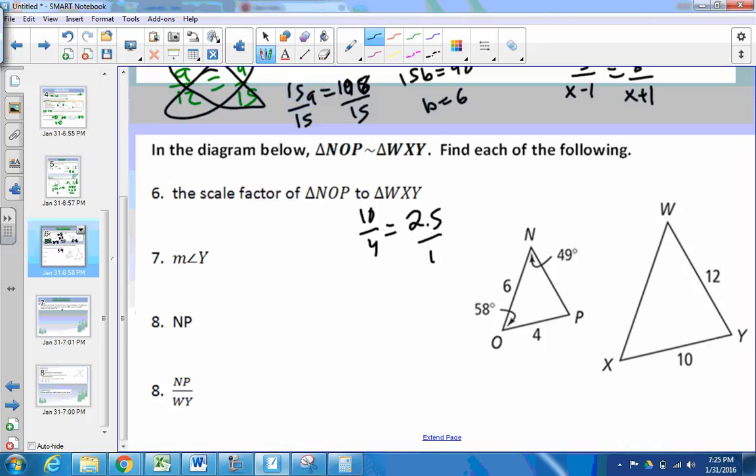The measure of angle Y would be the same as this measure right here. So whatever that measure is you'd find for Y. And I'm going to let you try to find number 7 on your own. Number 8, NP. Again, use your scale factor. 2.5 to 1 is equal to 12 to NP. Solve for NP. And then finding NP over WY, you'd have to make sure that that works out. And it's the same as the scale factor once you find NP. I'll let you do that one on your own as well.